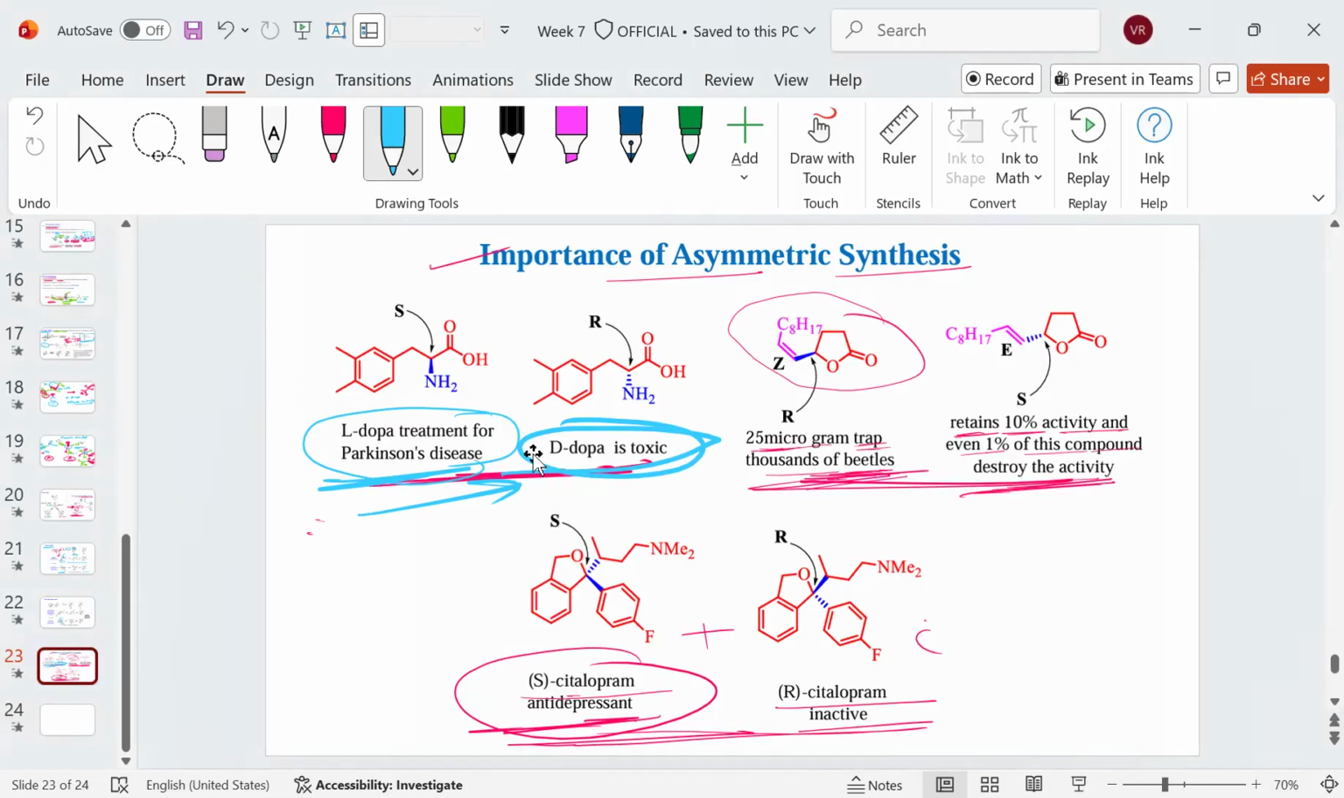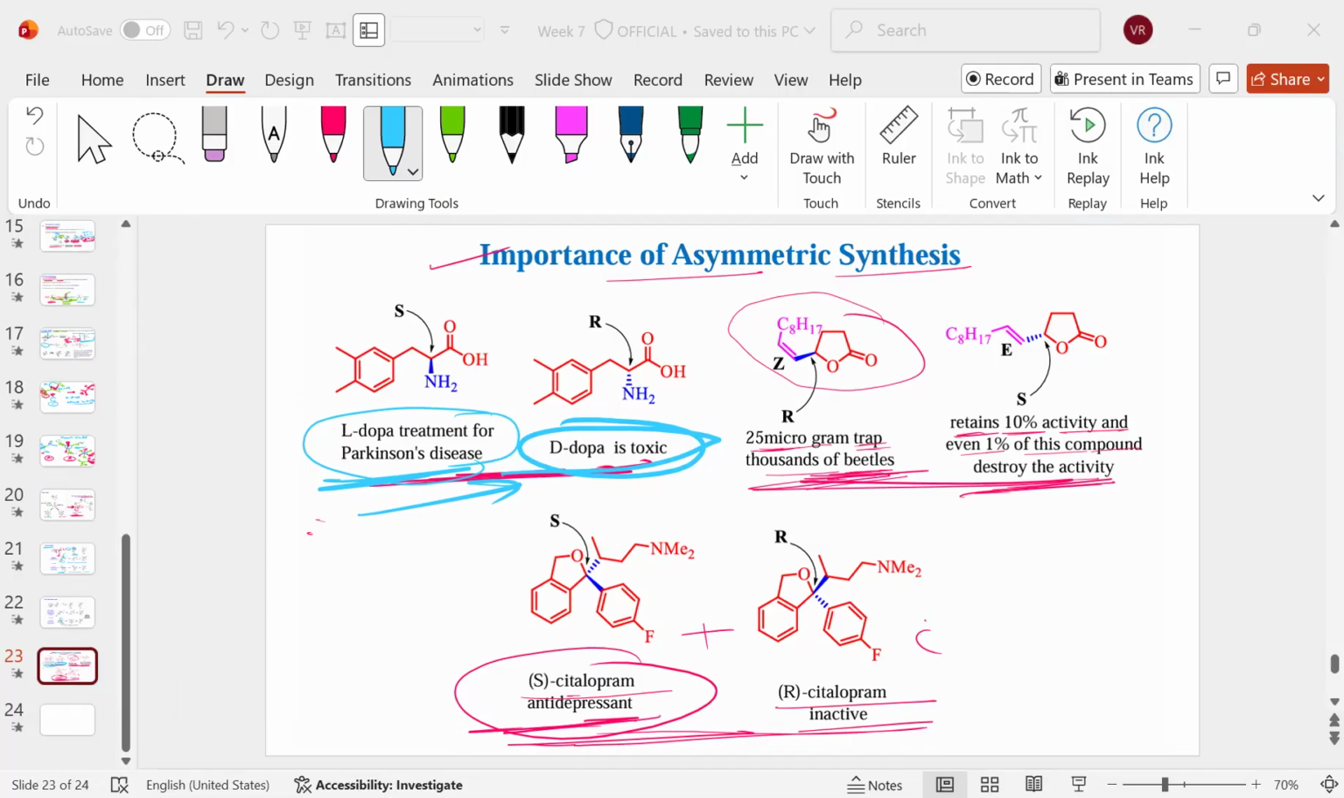So how can we prepare only one isomer of this type? There are different approaches to get only one isomer. Either we can work on the purification. Let's say we get a racemic mixture of the two products, but if we purify it and isolate only one product from the reaction, then we can use that one. So resolution or purification is one technique.